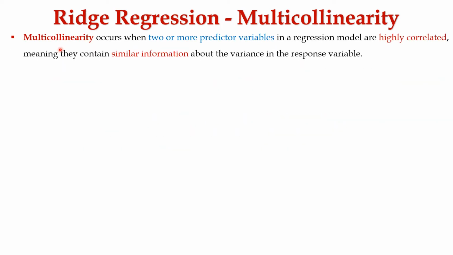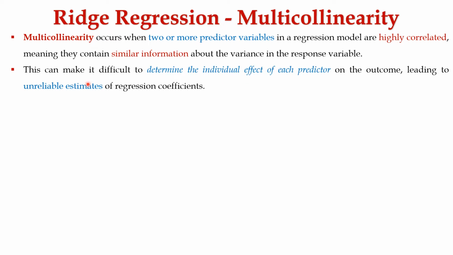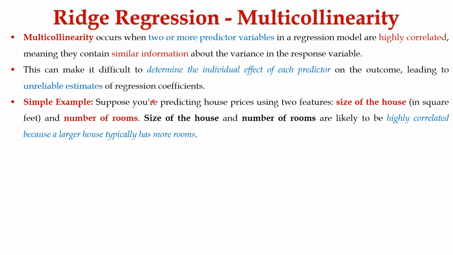We know that multicollinearity occurs when two or more predictor variables in a regression model are highly correlated, meaning that they contain similar information about the variance in the response variable. This can make it difficult to determine the individual effect of each predictor on the outcome, leading to unreliable estimates of regression coefficients. Let's have a simple example.